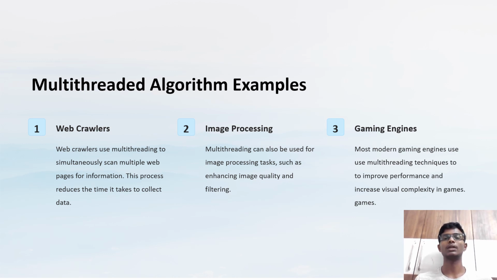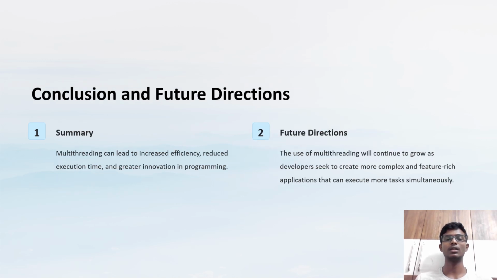Game engines. Most modern game engines use multithreading to improve performance and increase visual complexity in games. These are the common examples of multithreading algorithms. And the overall summary is multithreading can lead to increased efficiency, reduced execution time, and greater innovation in programming.